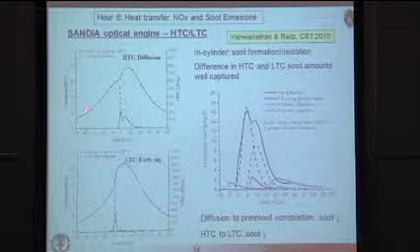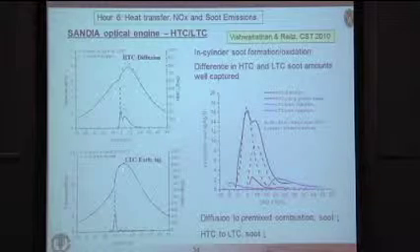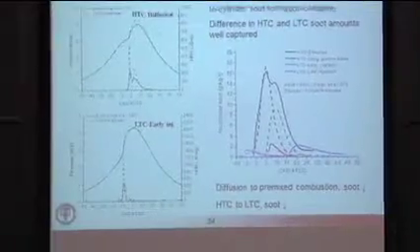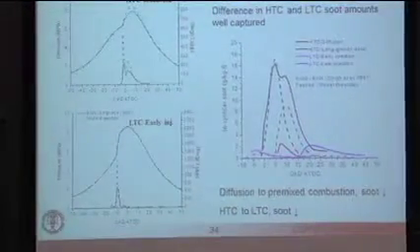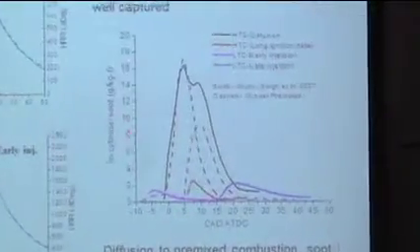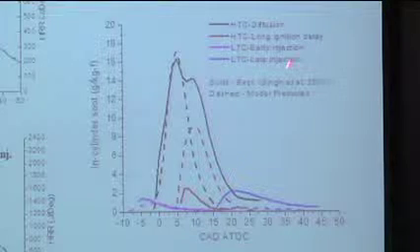This shows cylinder pressure versus crank angle for high temperature combustion and low temperature combustion. We can match those reasonably well. But most importantly is this plot on the right here, where you see significantly different amounts of in-cylinder soot. This is total soot in the chamber as a function of crank angle for these various different combustion regimes.